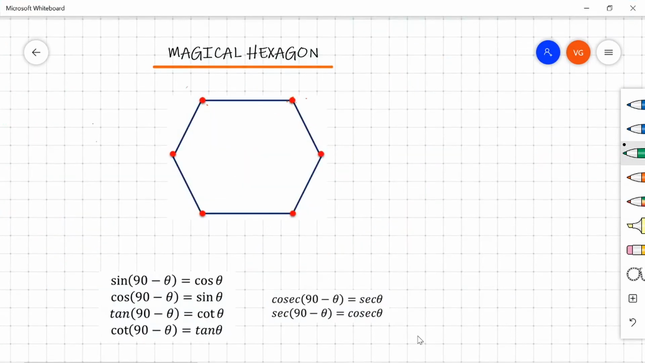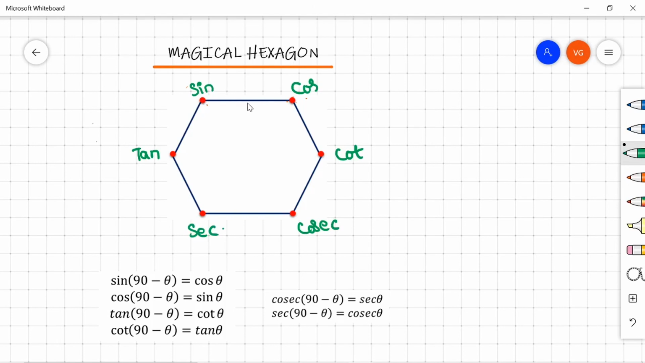This is the magical hexagon that will help you to remember the complementary pairs. So we already know how to mark the trigonometric ratios on the magic hexagon, right? So starting from here, we have, so this is tan, sin, cos, cot, cosecant and secant, right? So this is very simple to remember the complementary pairs here.